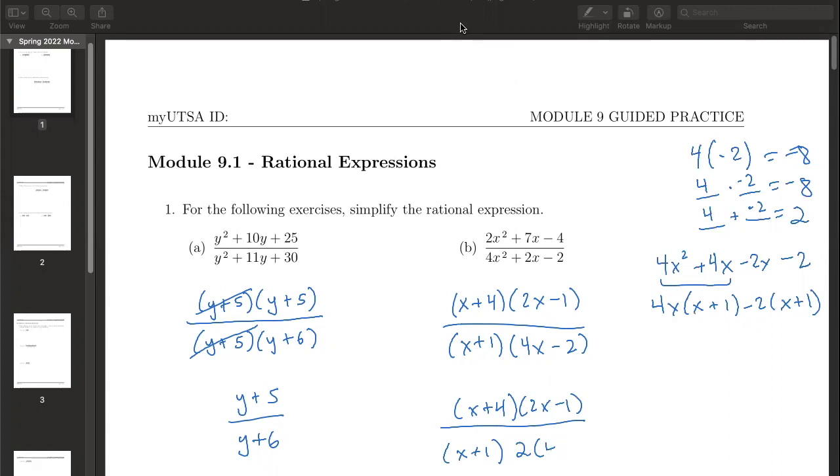But when I factor the 2 out, it's not going to be 4x minus 2 anymore. It's going to be 2x minus 1. And then we see these can cancel. So finally, I might simplify my answer like this. Just pulling the 2 out to the front, not because it's necessary, but because it's a little easier to look at.